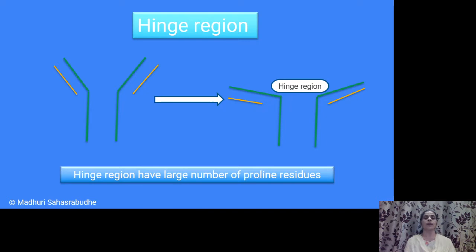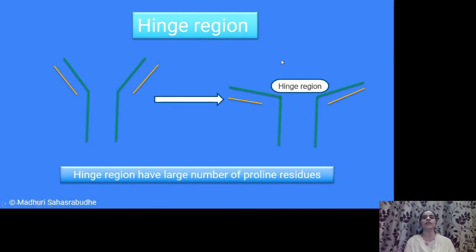The upper region is called the variable region, whereas the lower region is called the constant region. Why variable and constant? Variable is with respect to the number and sequence of amino acids, whereas constant is the constancy with respect to the number and sequence of amino acids.